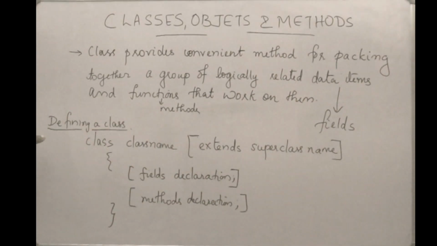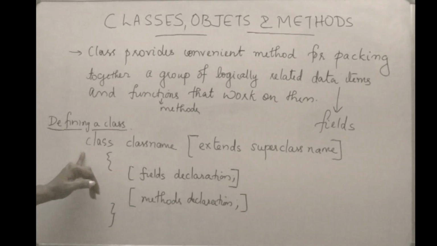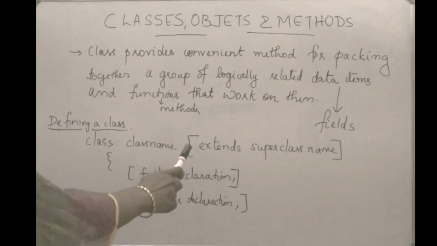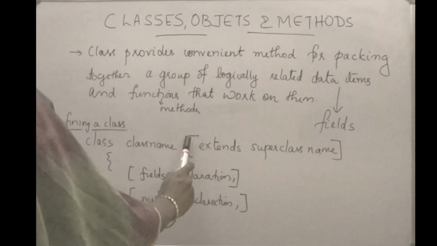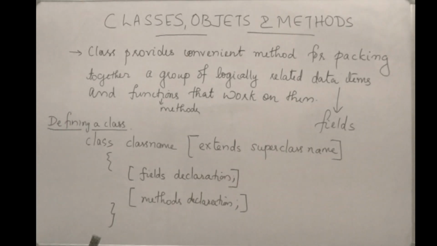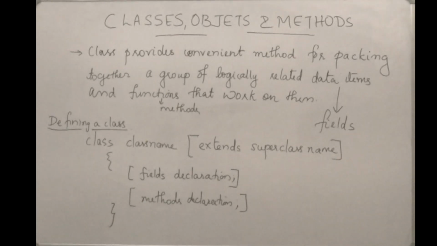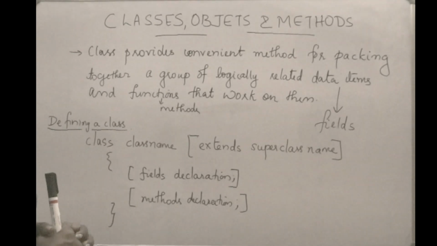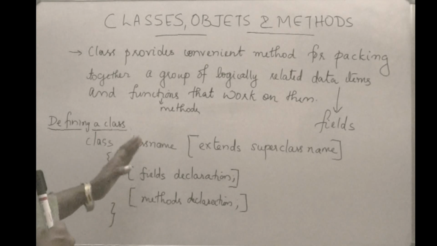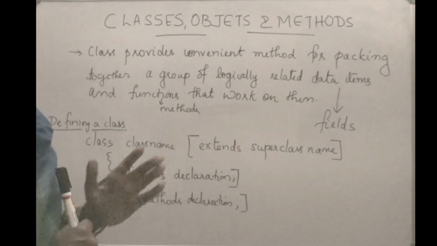Now, what is the syntax for defining a class? The keyword class is there, followed by the name of the class. Then extends superclass name is given in square brackets. The meaning is that it is an optional thing. Whatever is specified in square brackets is optional. So: class name, extends superclass name.